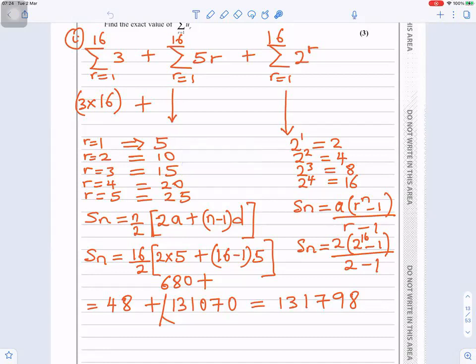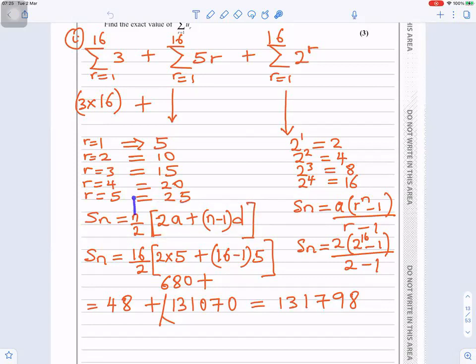So in an exam, you don't have to do it 16 times and then add them up. That would take you a very long time. So what you do is use the formula for the nth term of an arithmetic sequence. This formula, you get it in the formula book.